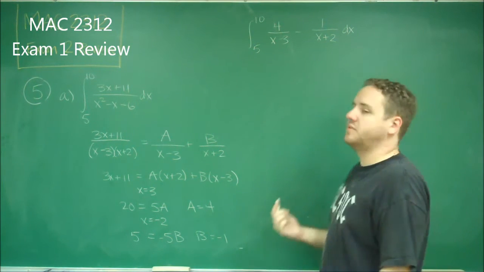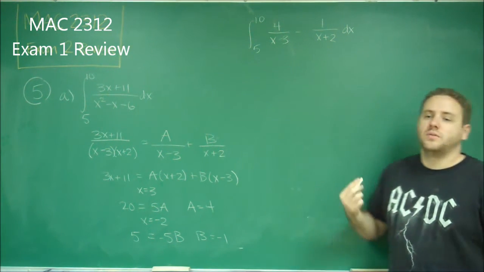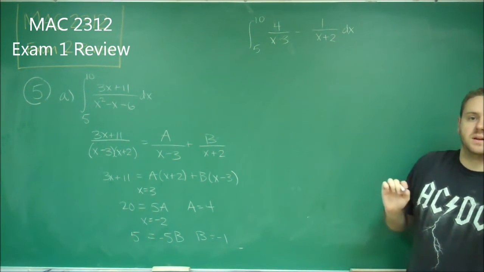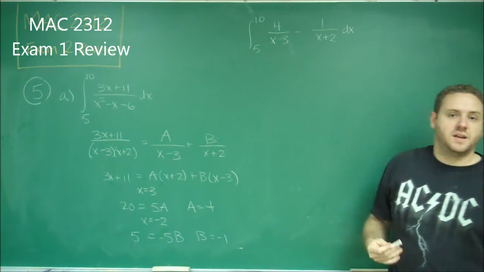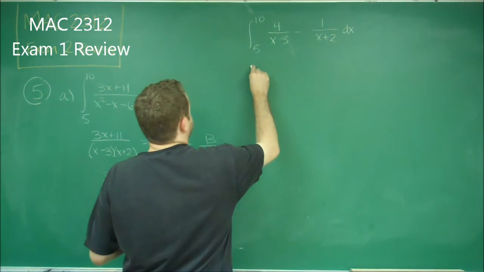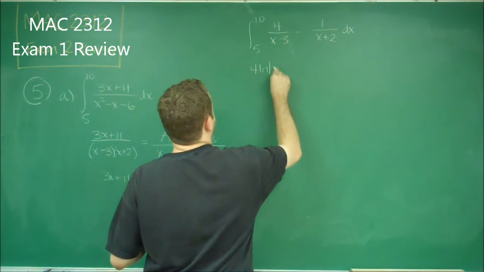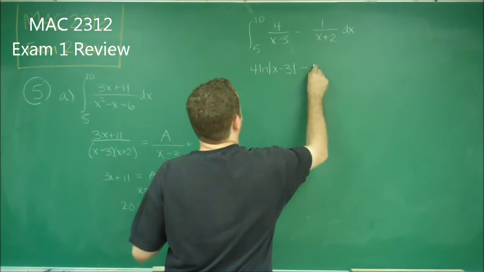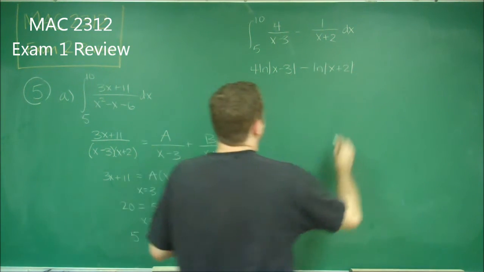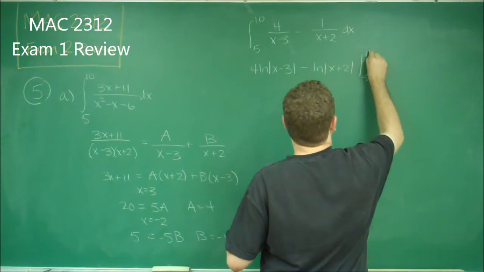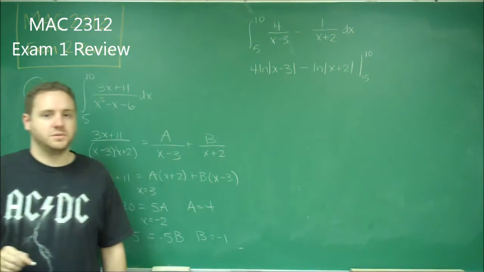Okay, so now each of these are simple enough to do. These are just natural logs because our derivatives of the denominator is just 1 in each case. So we don't have to do anything special. This is just 4 ln x minus 3 minus ln x plus 2. We're evaluating this though from 5 to 10, so we do need to plug in also.